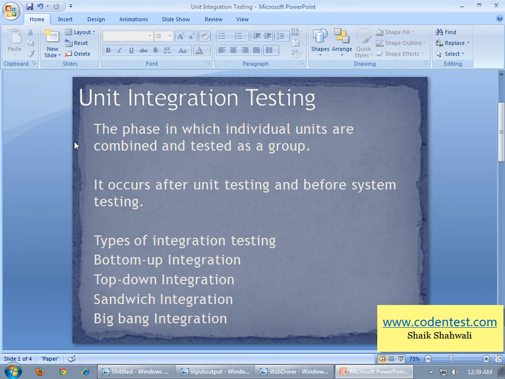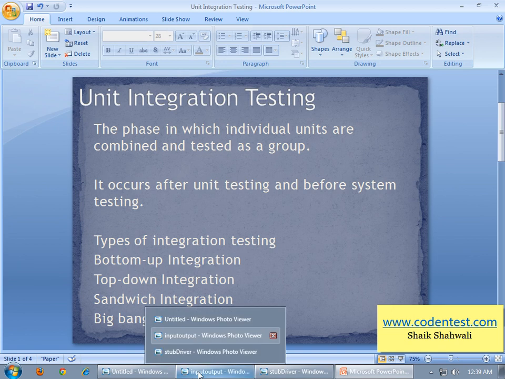In this video we'll talk about unit integration testing. Unit integration testing is the phase in which the individual units are combined and tested as a group. The already tested units are combined and tested as a group. It occurs after unit testing and before system testing.